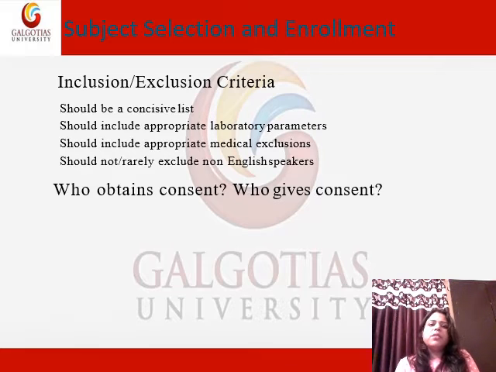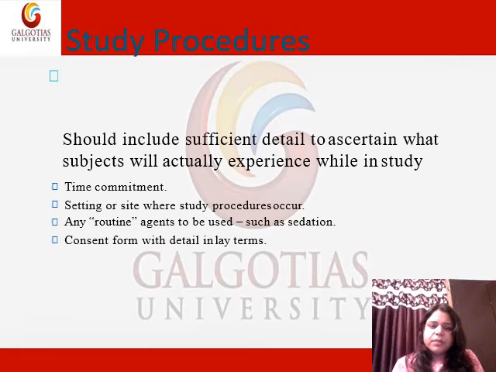Subject selection and enrollment: inclusion and exclusion criteria should be a consecutive list, should include appropriate laboratory parameters, should include appropriate medical exclusions, and should not routinely exclude non-English speakers. Who obtains the consent? Who gives the consent?